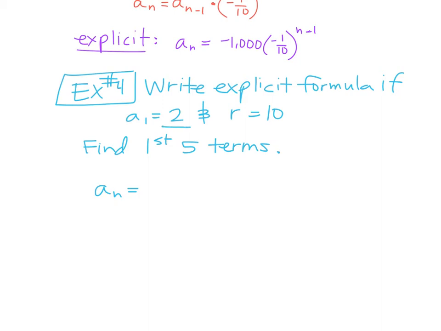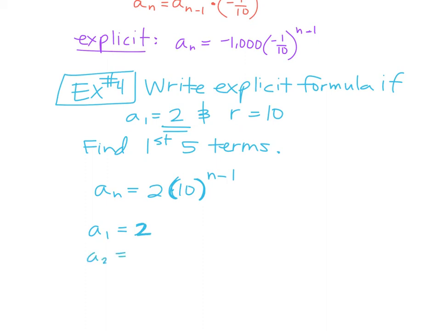A sub 1 comes first, right? So it's 2 times what? 10. Actually, I'm going to do parentheses here. 2 times 10 to the n minus 1 power. Okay, so that's the formula. And then we have to find the first 5 terms. So a of 1 is what? 2. It's already there for you, right? So we have our first term.